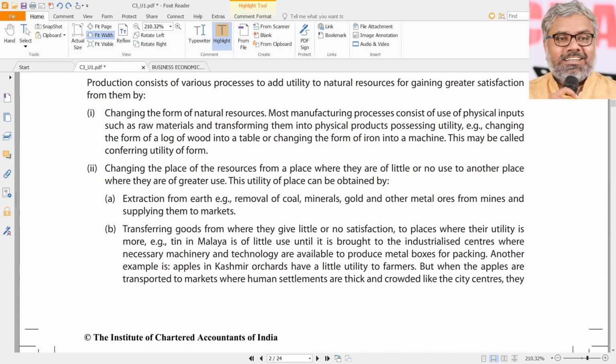Then, while these processes are done, what production does is add utility to the natural resources so that greater satisfaction can be derived from them. It will add some utility to the natural resources. So for some time, just for discussion's sake, let us agree that everything that is produced in this world basically has to come back from nature only. Whichever form you are talking about, you go back to where the origination started, definitely from nature.